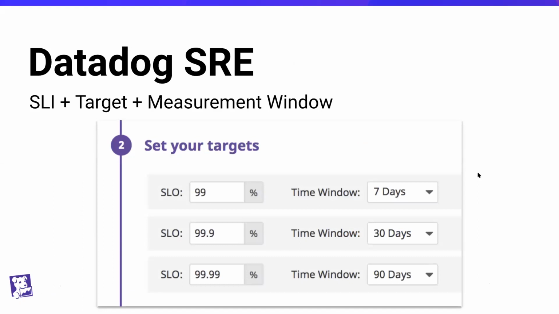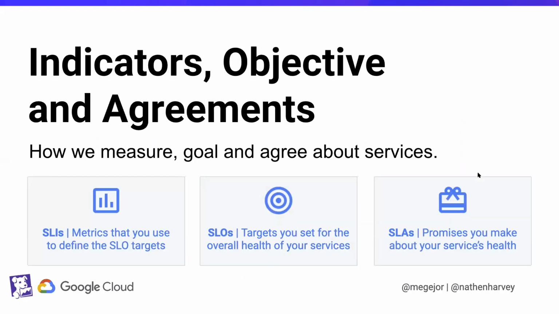And so within Datadog, you can set up exactly this. You set an SLI target and a measurement window. So I have a target. My SLO here is 99%, or 99.9, or 4 nines, so 2 nines, 3 nines, 4 nines, and then looking back over various time windows.